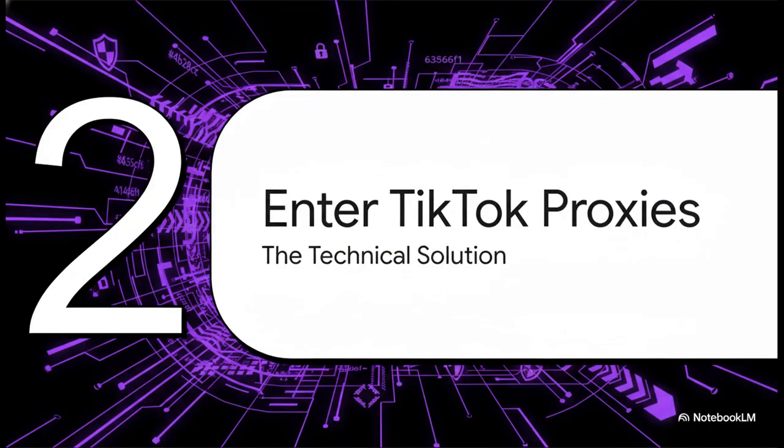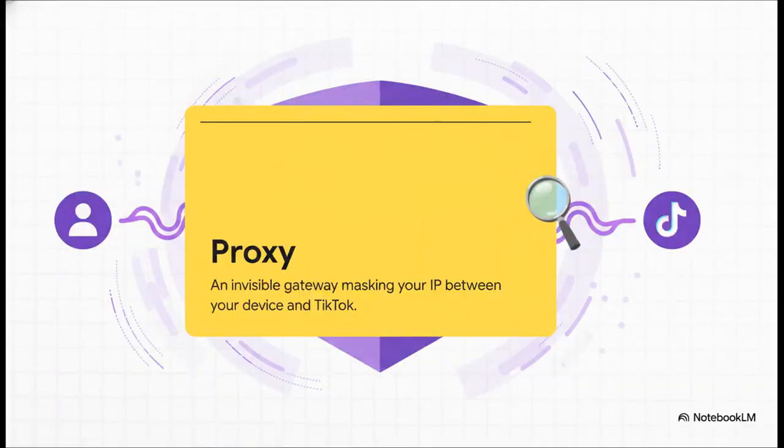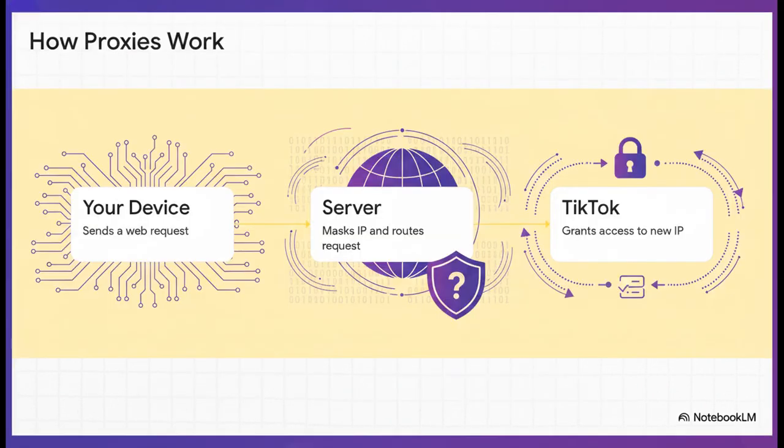Which brings us to section 2, enter the TikTok proxy. This is the technical solution users turn to when they need to bypass those rigid digital borders. So what is it exactly? Well, a proxy is essentially an invisible gateway. Think of it like a highly secure middleman, an intermediary server that basically sits right between you, the user, and your destination, which in this case is TikTok. When you use a proxy, it completely masks your original IP address. So instead of TikTok seeing who and where you really are, they only see the identity and location of the secure middleman.